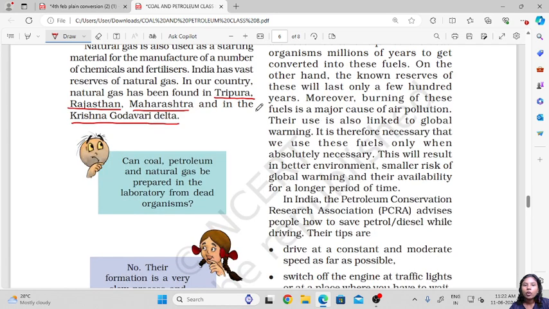Moreover, burning of these fuels is a major cause of air pollution. Their use is also linked to global warming. It is therefore necessary that we use these fuels only when absolutely necessary. This will result in better environment, smaller risk of global warming, and their availability for a longer period of time.